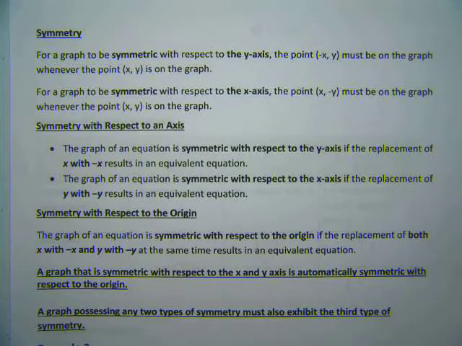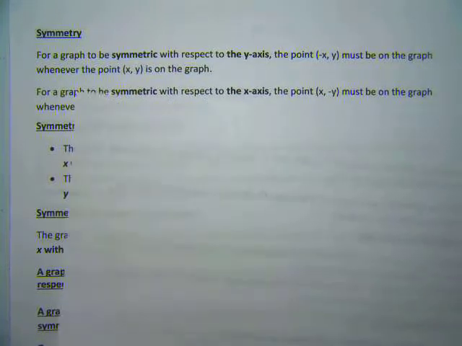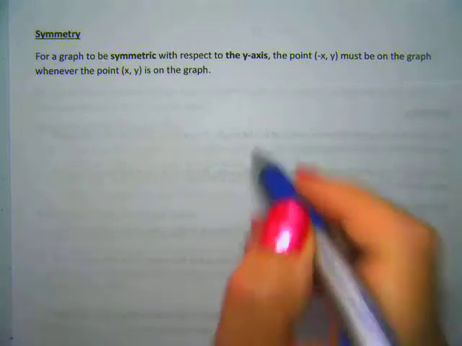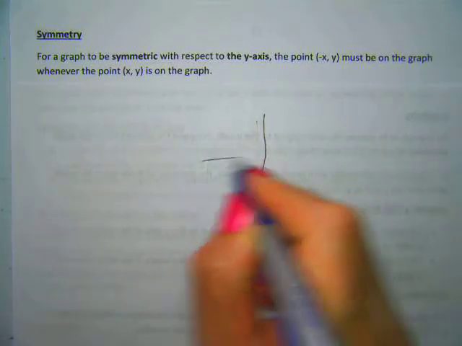Looking at symmetry, which is a property of a graph. For a graph to be symmetric with respect to the y-axis, the point (-x, y) must be on the graph whenever the point (x, y) is. Again, symmetry, remember, you studied that a long time ago, maybe 5th grade or something.